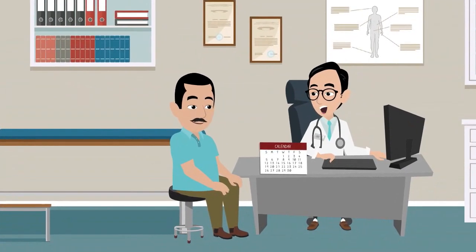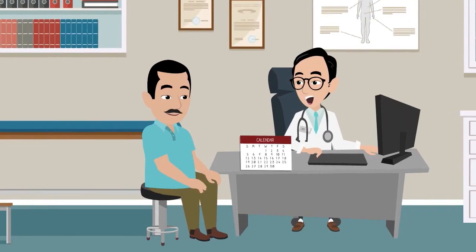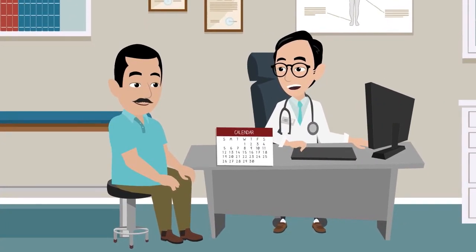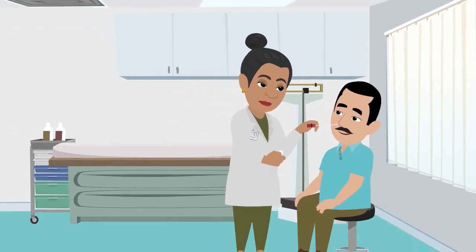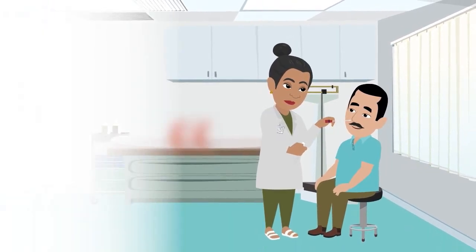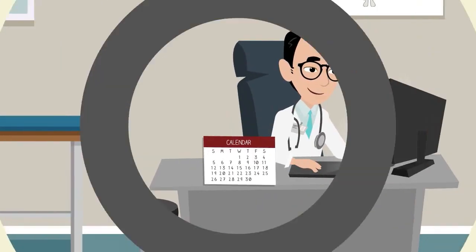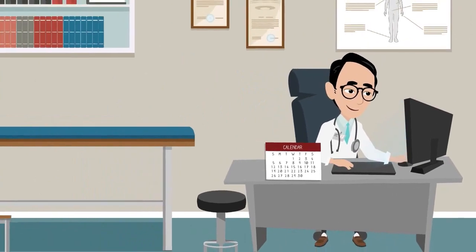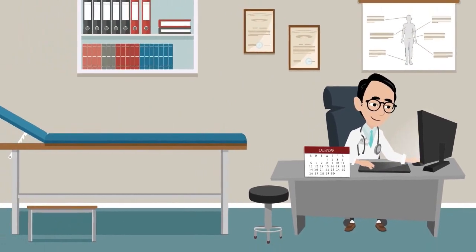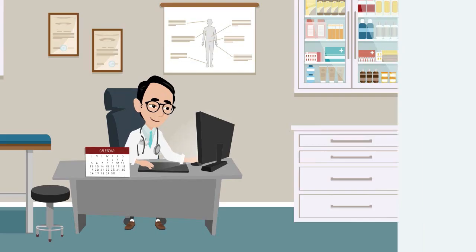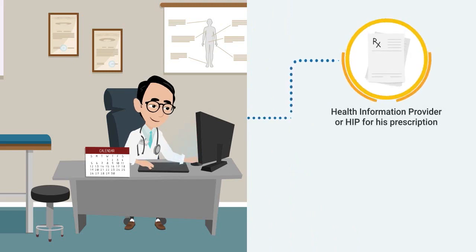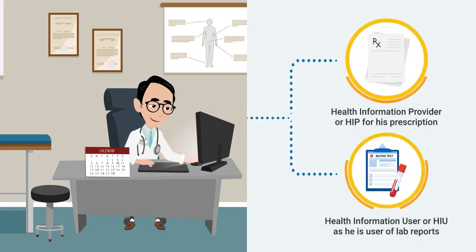You must be wondering who are HIP and HIU. Let's understand this. Pursuant to consultation with Dr. Rashid for fever, Rahul got his tests done at ABC Labs. ABC Labs requests for prescription which Rahul shares by approving on Arogya Setu app. Once the tests are done, Dr. Rashid, through his hospital management information system, sends requests to Rahul for reports of ABC Labs, which Rahul approves. In this case, Dr. Rashid is Health Information Provider or HIP for his prescription and Health Information User or HIU for lab reports, as he is the creator of prescription and user of report.